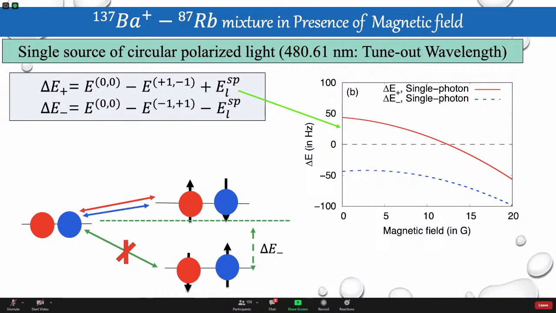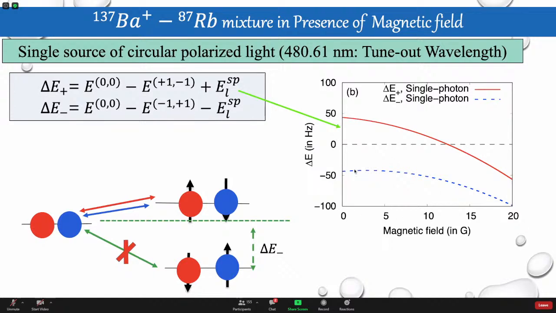But if we now apply single photon light, or if we allow the single photon transition light at the tune-out wavelength of 480, we'll get additional changes because of the fictitious magnetic field. And as I said, this will have an opposite sign, and we'll see that even at zero magnetic field, there is a splitting because of this fictitious magnetic field contribution. So this splitting is purely coming from the light.